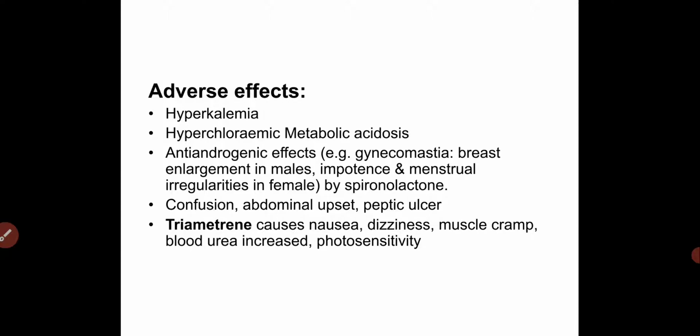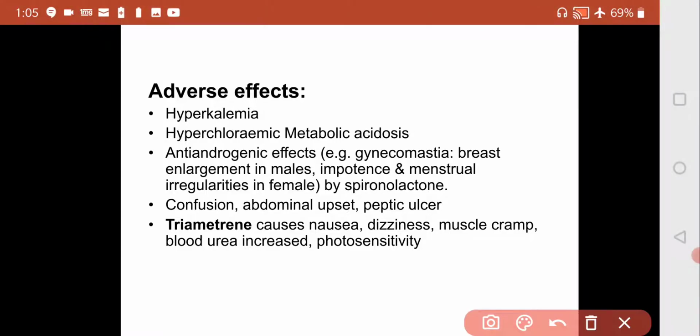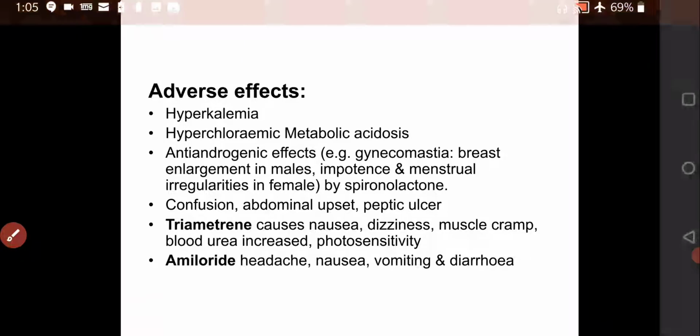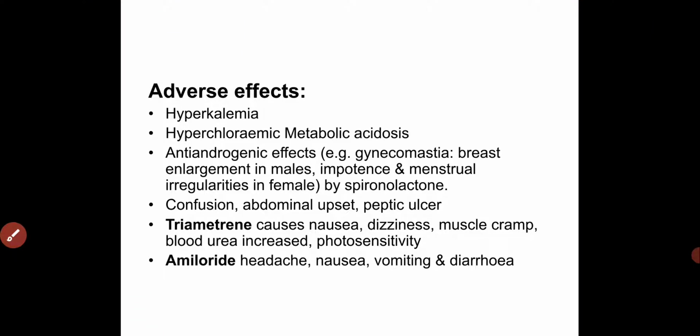Triamterene causes nausea, dizziness, muscle cramp, an increase in the urea level, and photosensitivity. Try to remember muscle cramp and photosensitivity with triamterene. Okay, triamterene causes photosensitivity and muscle cramp. Spironolactone has an anti-androgenic effect. There is gynecomastia with spironolactone. Try to remember this particular ADR. Okay, amiloride causes nausea, vomiting, diarrhea, and headache.